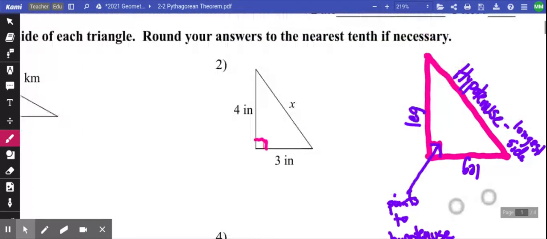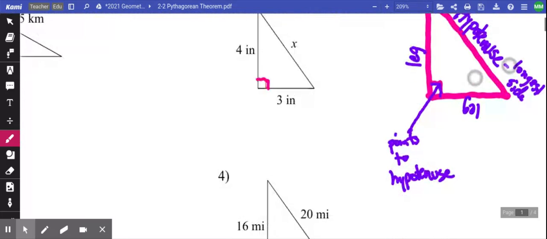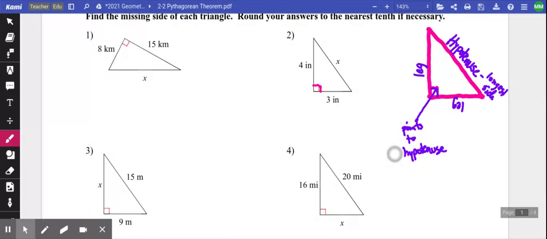When we're doing the Pythagorean theorem, we use an A, a B, and a C. The A is going to be a leg, the B is going to be a leg, and the C is going to be your hypotenuse.